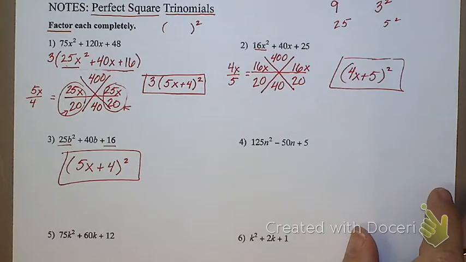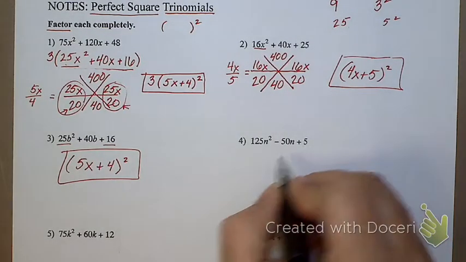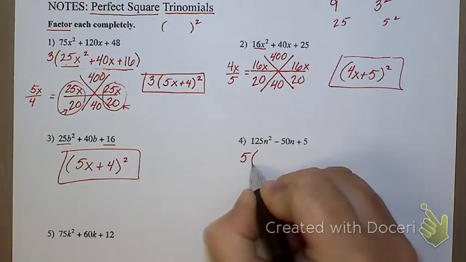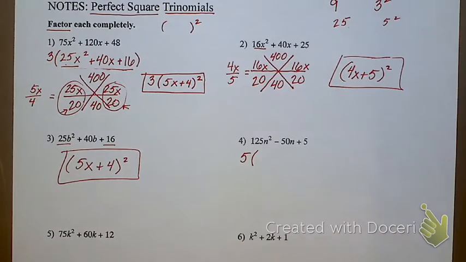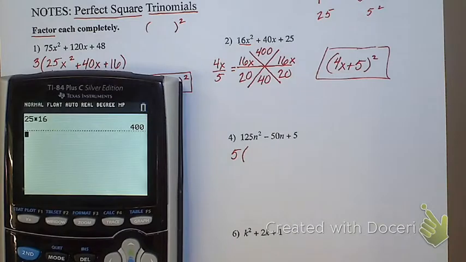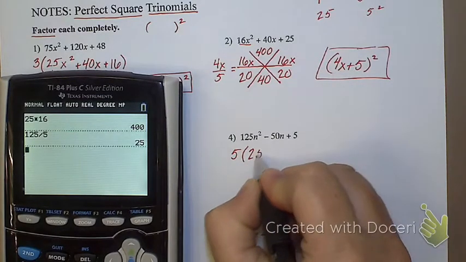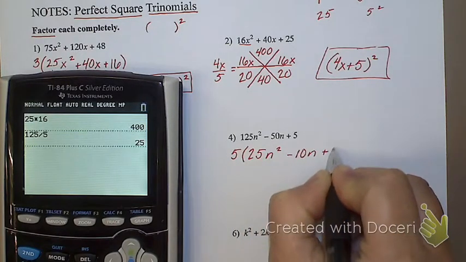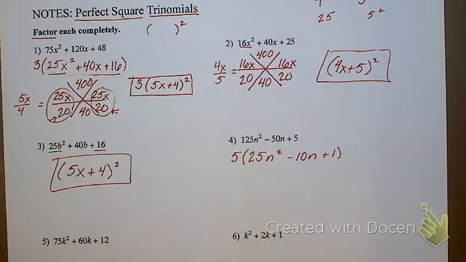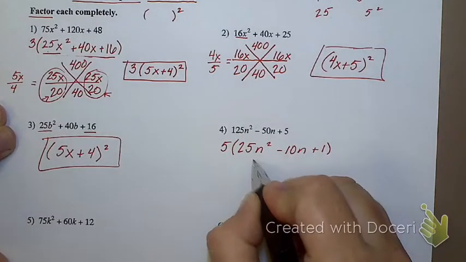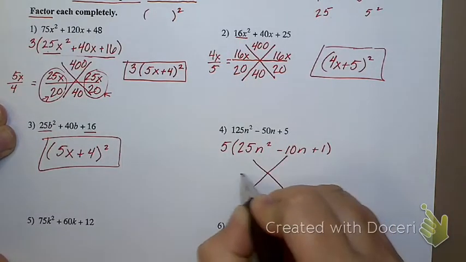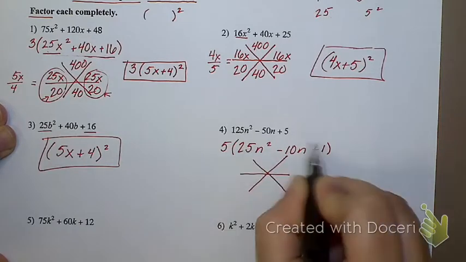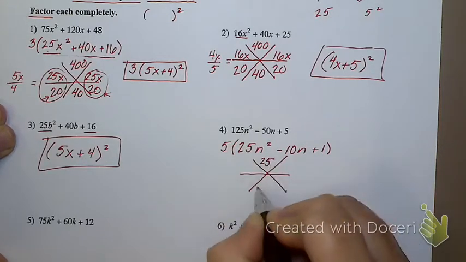Okay, number 4. What can I take out? Yeah, 5. So what does that leave inside? 25n squared minus 10n plus 1. So, what goes on the top? 25 times 1 is 25. On the bottom, negative 10.